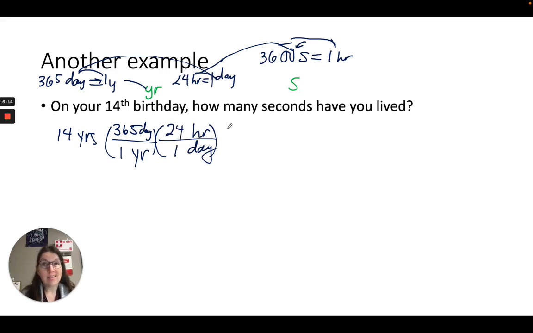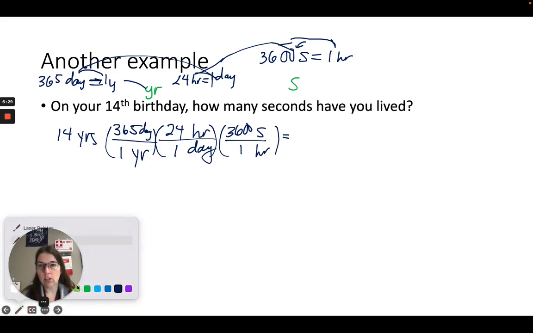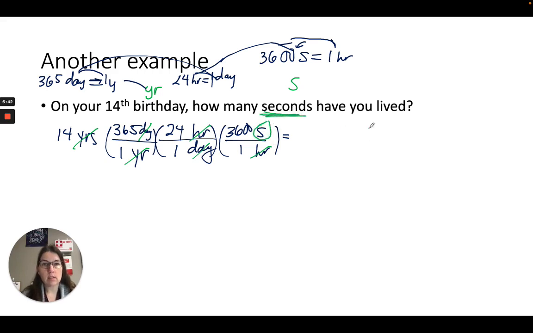But I'm not to seconds yet, so I'm going to keep going. Hours goes on the bottom because it's on the top over here. Seconds goes on the top. 3,600 seconds equals 1 hour. Okay, I think I'm good. Let me just double check and make sure that all my units cancel. So years cancels with years, days cancels with days, hours cancels with hours, and I'm left with seconds, which is what I want because that's what the answer is asking for.